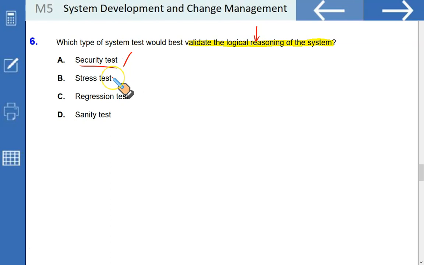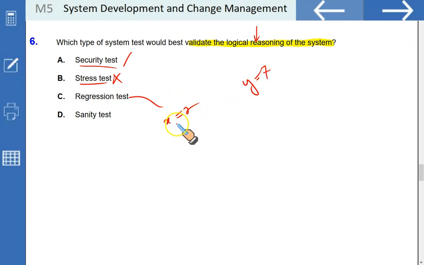Then we have the stress test. Again, this is incorrect. Stress test tests the system's ability to handle extremes. Lots of data is to be processed, or complex data needs to be processed. How would the system behave? How would the system perform under these situations? So this is not correct. Then finally, regression testing. Regression testing involves that if x is 2, we know the y will be 7, right?